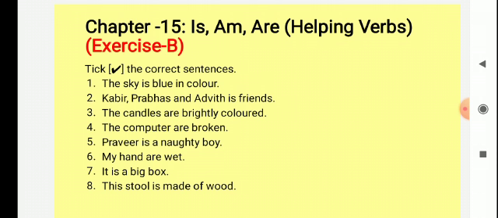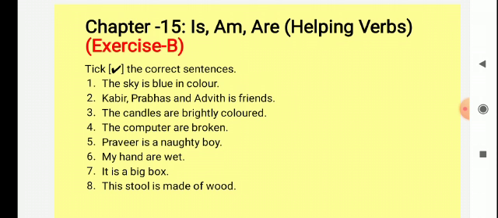Number 3, the candles is a plural subject. So a plural verb should be used. So do we find a plural verb here? Yes. The candles are brightly colored. So the sentence is correct. The computer, it's a singular subject. So a singular verb should be used with it. Do we find a singular verb here? No. It is are written. So this is wrong. It should be the computer is broken. So the sentence is wrong.